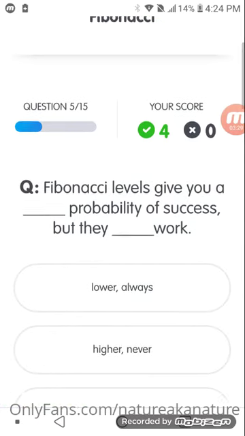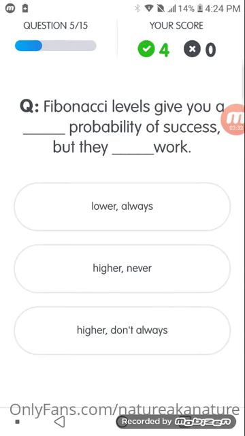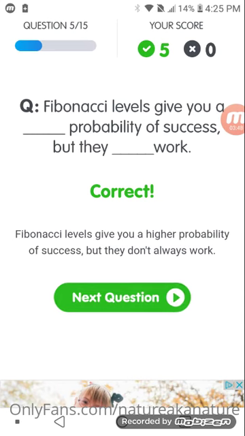Fibonacci levels give you a blank probability of success, but they blank don't work. Lower probability of success, but they don't always work? Higher probability of success, but they never work? Or a higher probability of success, but they don't always work? It's that they don't always work. Fibonacci levels do give you a higher probability of success, though, but they don't always work.